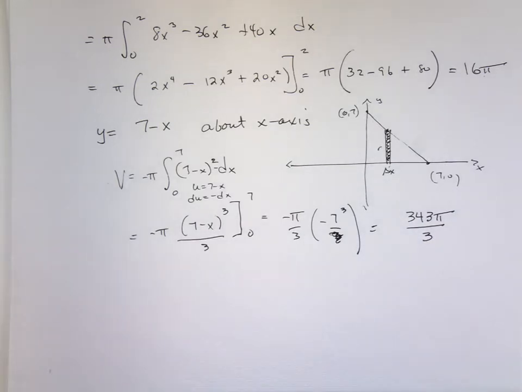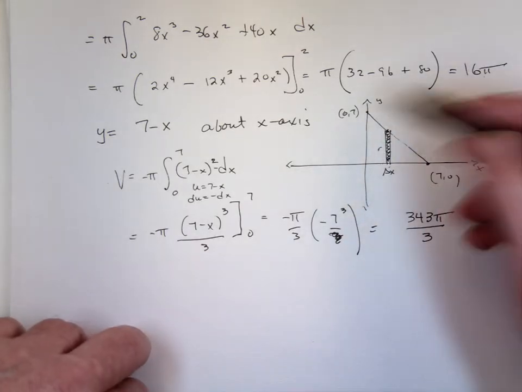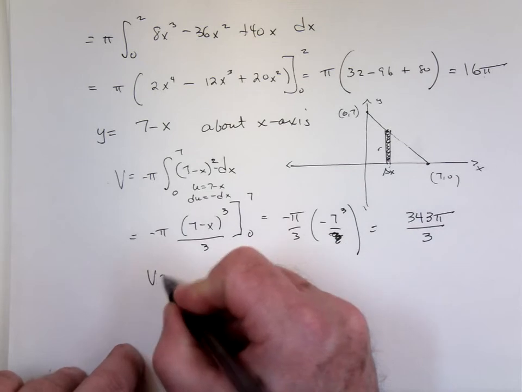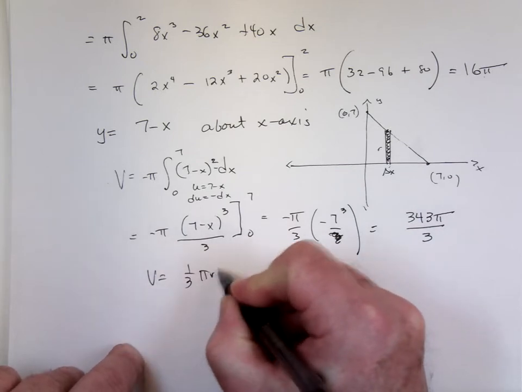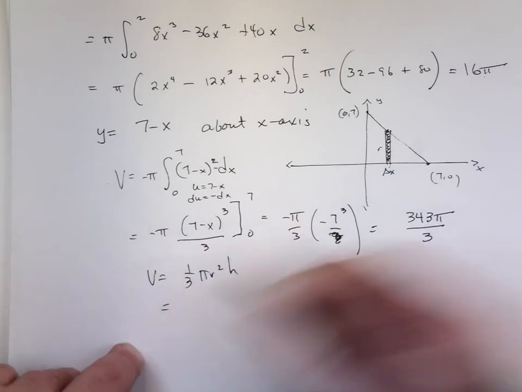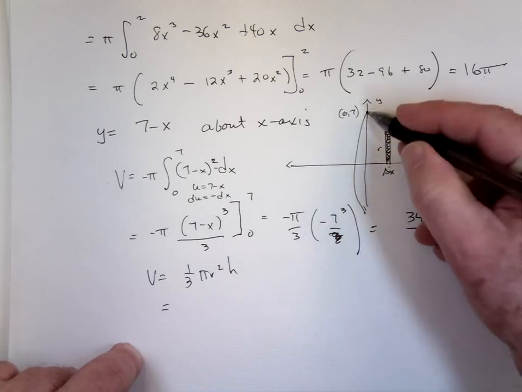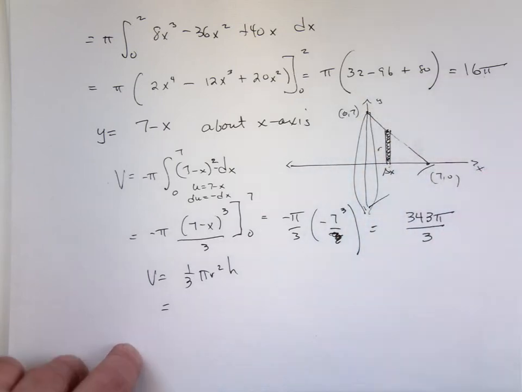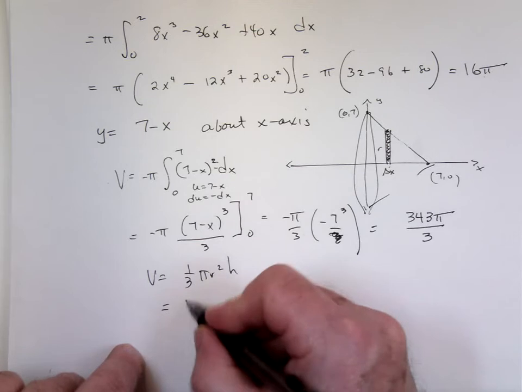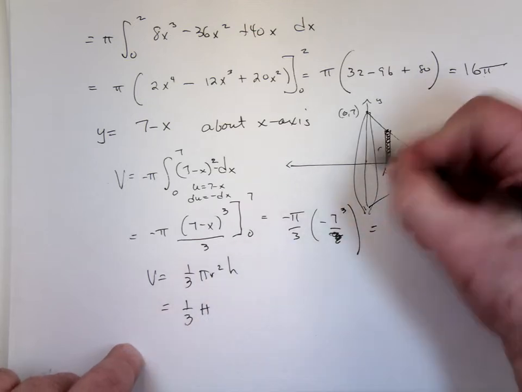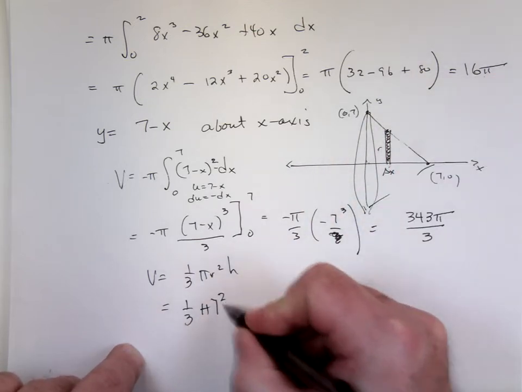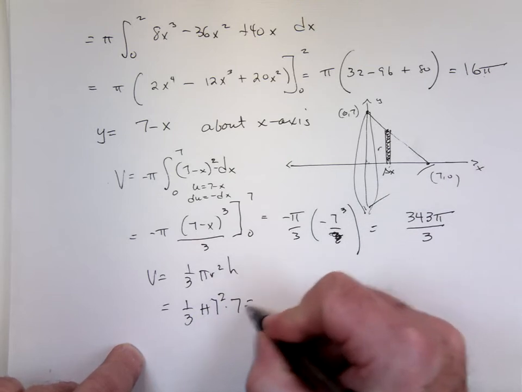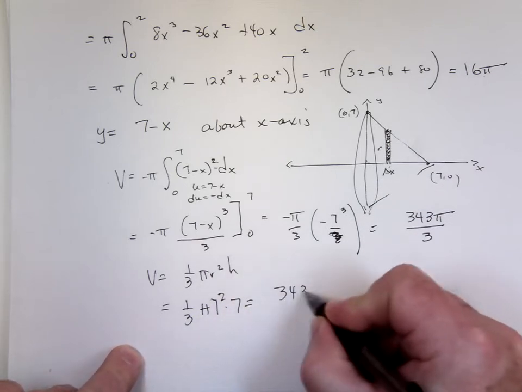And let's verify that. It's a cone, and the volume is, like I said, 1/3 pi r squared h. When you whip this around the x-axis, you get this cone, and it's 1/3 pi r, the radius of the base, 7 squared, h, 7. You get 7 cubed, 343 pi over 3.